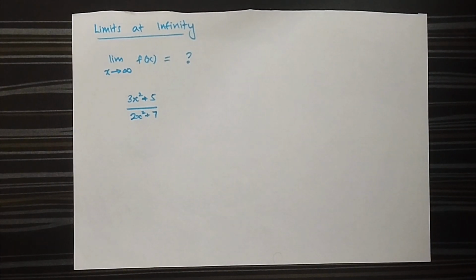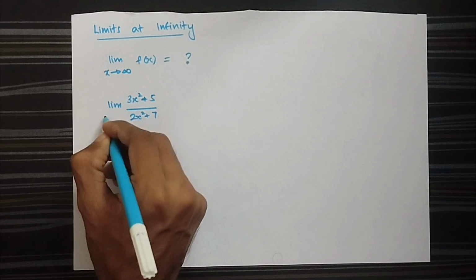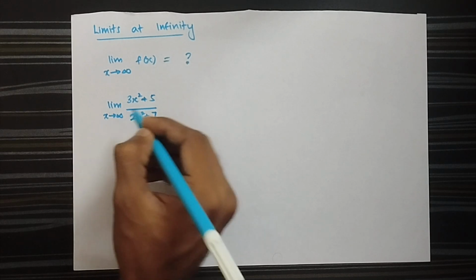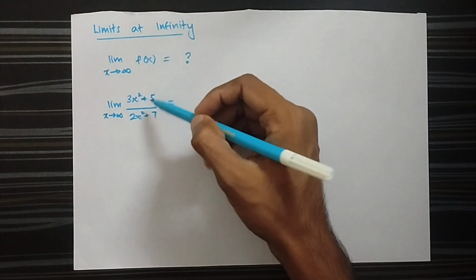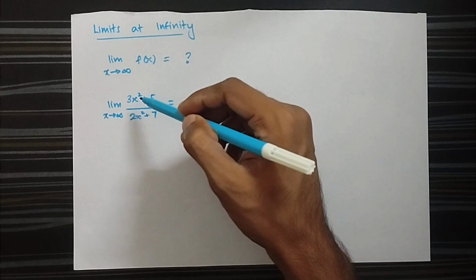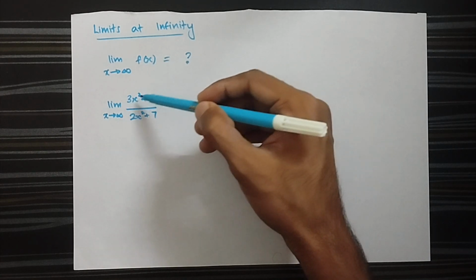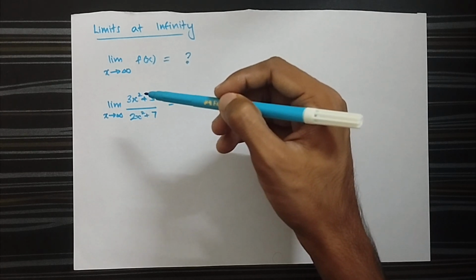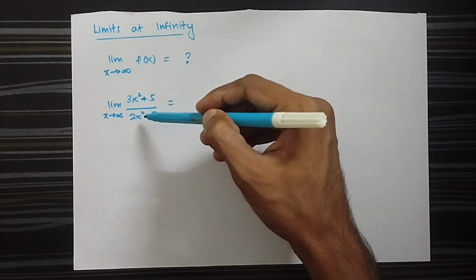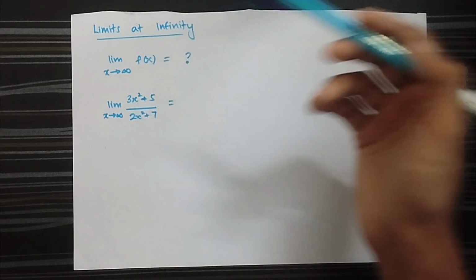Now I'll give you a certain set of rules which you have to apply. Suppose we have to find the value of this function when x tends to infinity. These are two polynomials, the numerator and the denominator. What is the degree of this polynomial? The degree is 2 because 2 is the highest power, and for the denominator 2 is the highest power as well. So both degrees are 2.